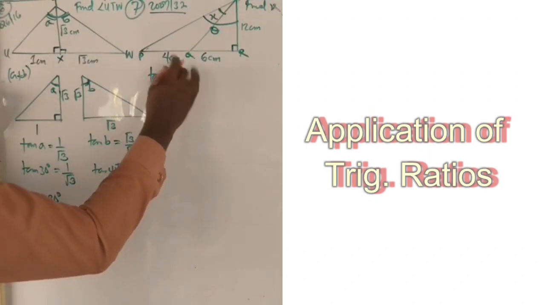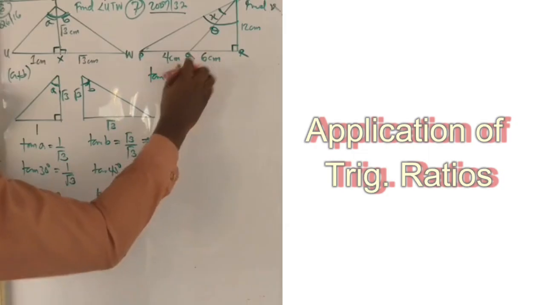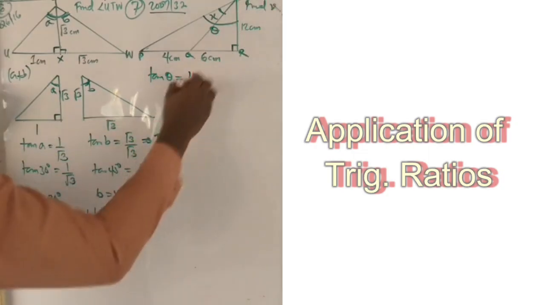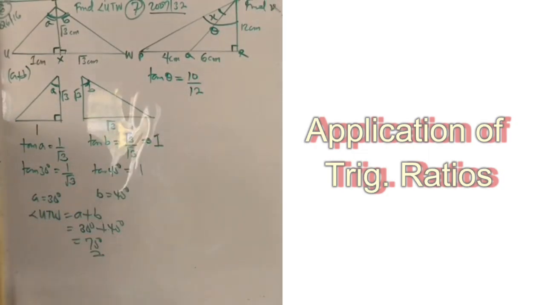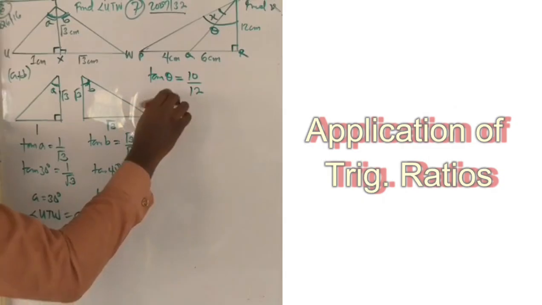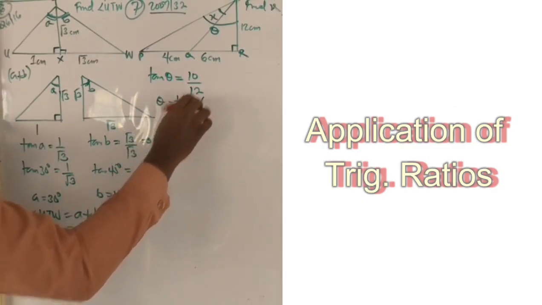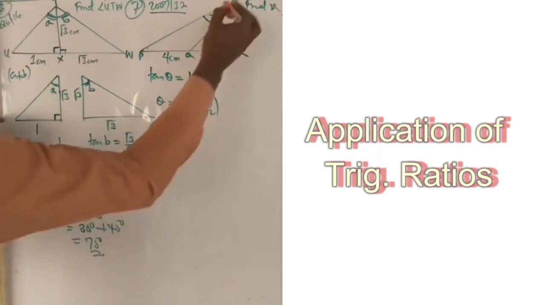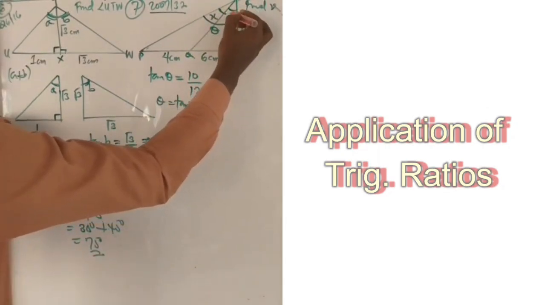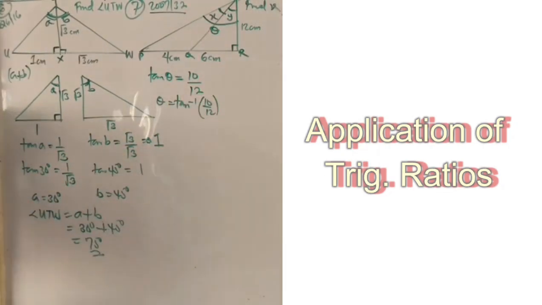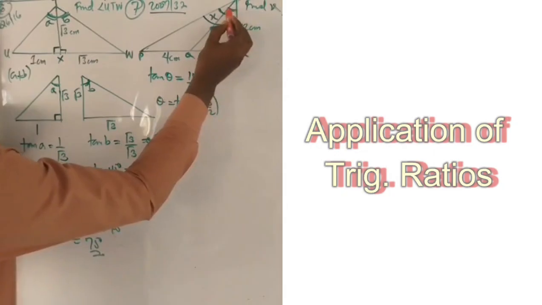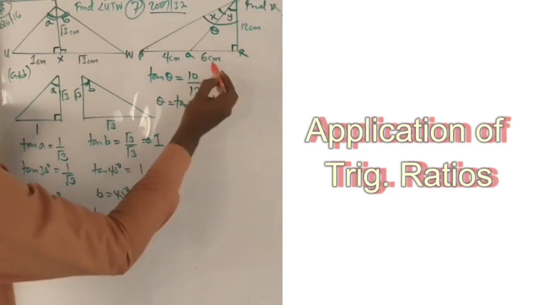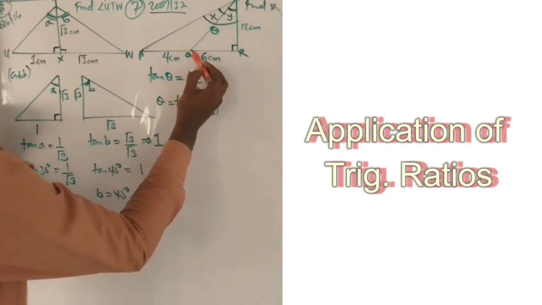Tan theta is, what's the opposite? That's 4 plus 6, 10. What's the adjacent? 12. To get theta, you can use a calculator. So theta here will just be tan inverse of 10 over 12. We can get the value of theta. We can also get this small angle here. Let's call this small angle y. So if we consider this angle y, the side facing y is actually what? QR, which is 6. So this QR, which is 6, is the opposite.